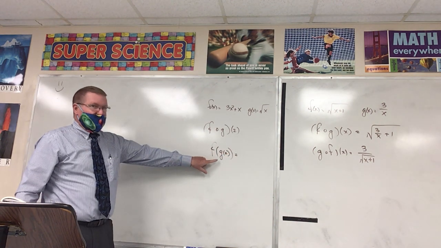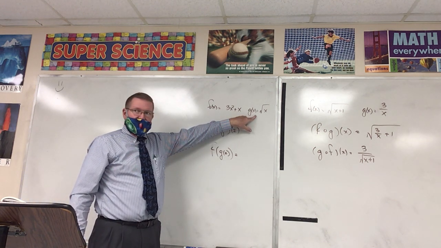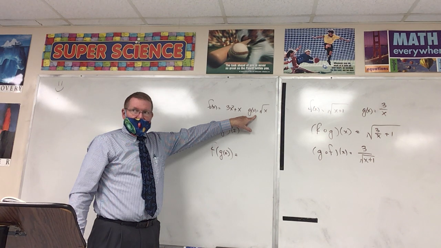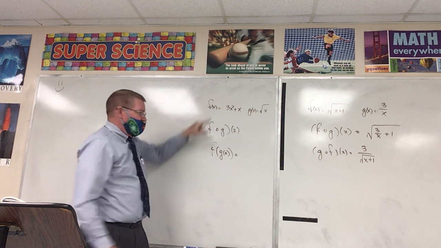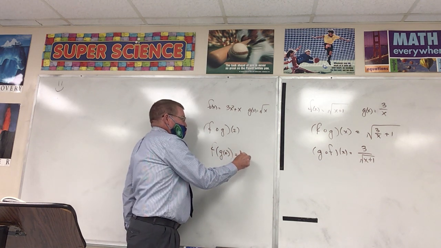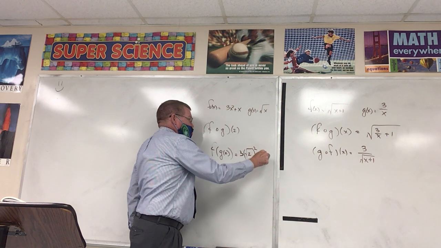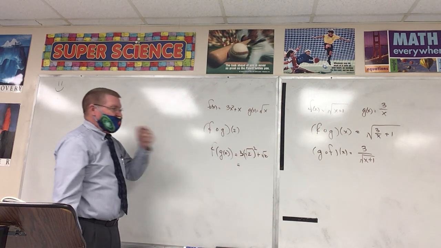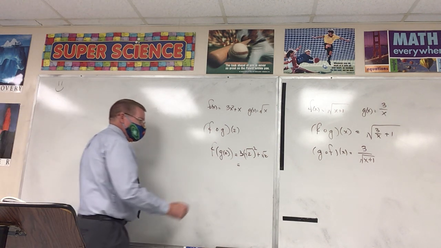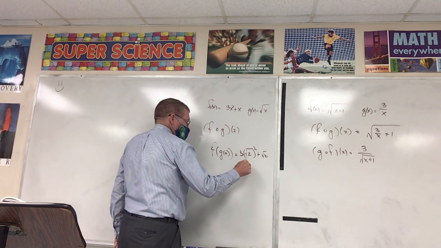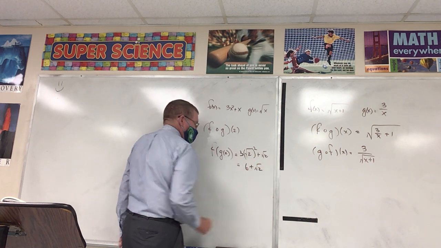So if I evaluate g of 2, I get what? Square root of 2. Take that answer and put it in here, which is 3 times the square root of 2 squared plus the square root of 2. Which square root of 2 squared is 2. 2 times 3 is 6 plus the square root of 2, which would be my final answer.